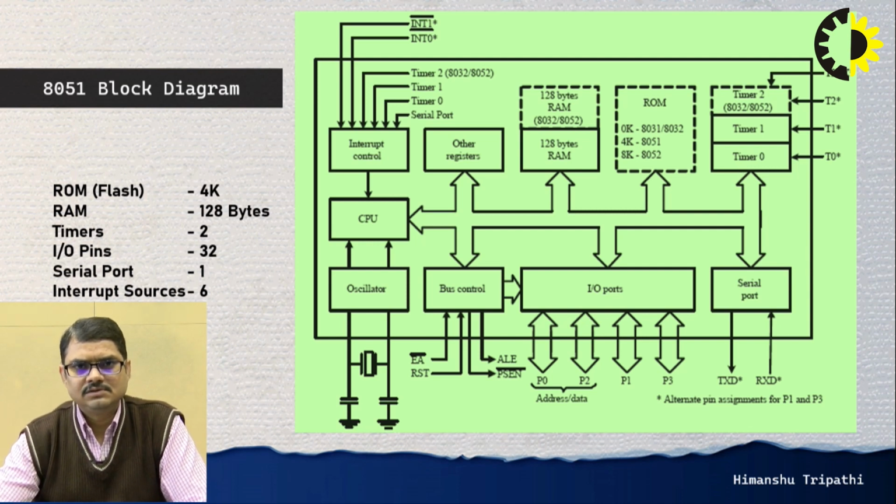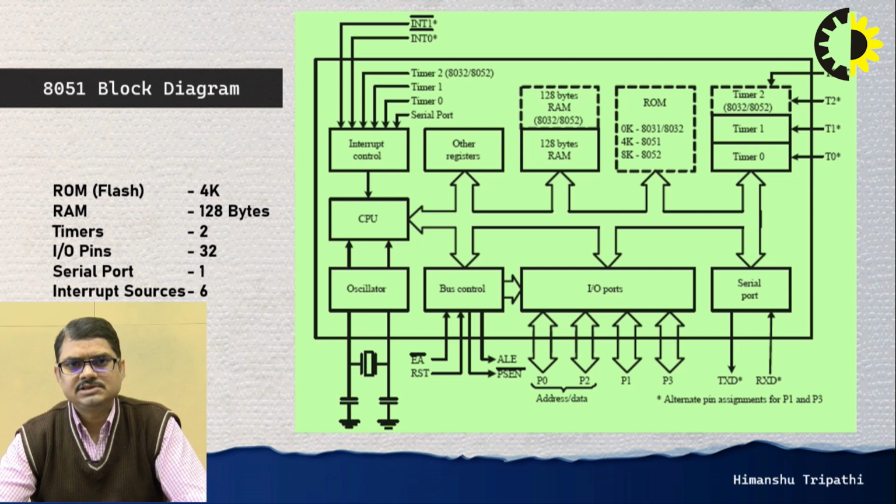These are the devices which serve the purpose to count any external event or to generate a time delay, or we can say to generate a precise time delay, we can use timers, and to count any external event, we can use counters. Actually, this is one device which can serve either as a timer or as a counter. On the 8051 microcontroller IC, we have two timers and counters. These are referred to as timer counter 0 and timer counter 1.